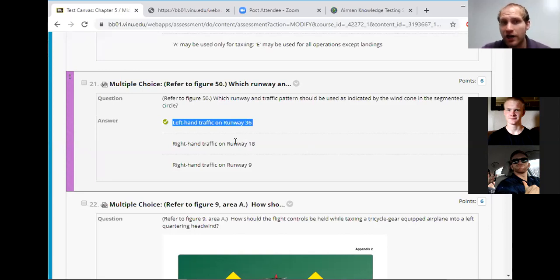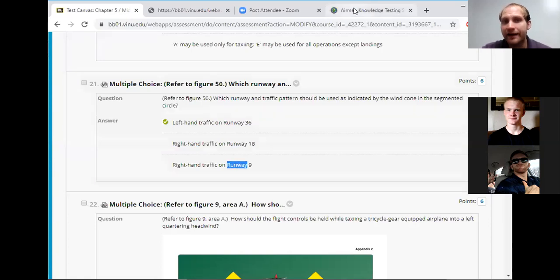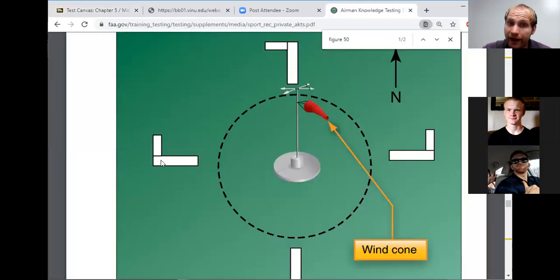If you chose right-hand traffic for 18, you would have a tailwind. If you chose right-hand traffic for 9, then you're not reading the segmented circle correctly. Because if you take off in an easterly direction, 090, the segmented circle shows that it's left-hand traffic when you point the nose 090, regardless of the fact that it would be a tailwind.